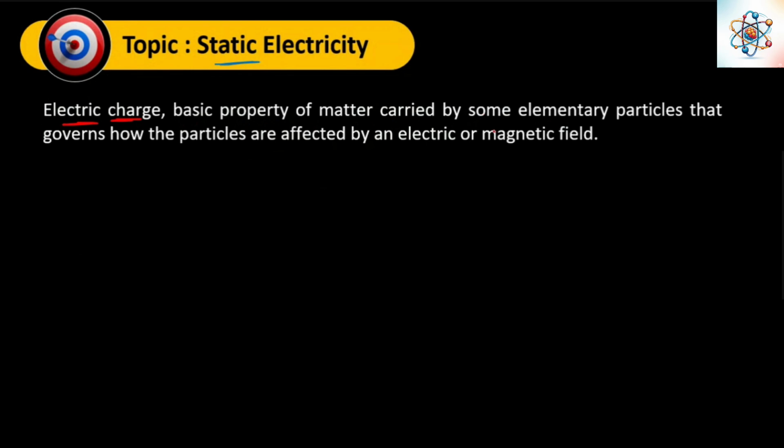And the particles present in the matter that carry it are termed electrons and protons, positive and negative charge to be precise. And these particles are affected by electric and magnetic fields. So this is how it is defined, technically and more precisely. Just remember the words: it is an intrinsic property of matter. Without it, matter should not be present.